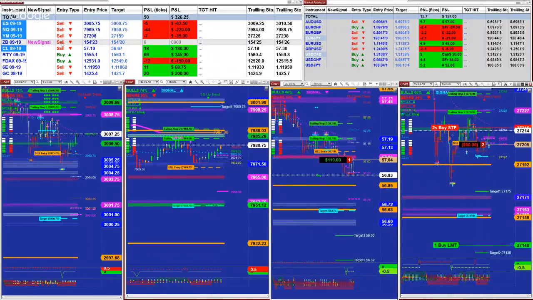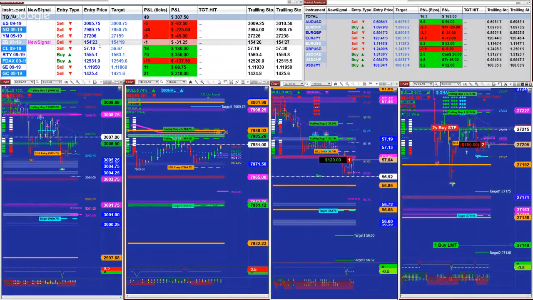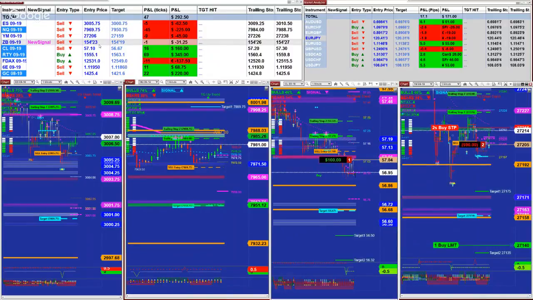A new signal: 30-year Treasury bond sell at 154.23, and that is not going to help the ES and Nasdaq to go down. So now we have a setup to go down. It's going to go up. There we go. Look at this.